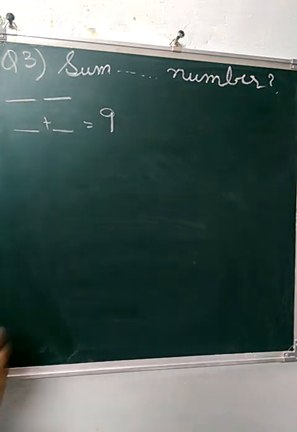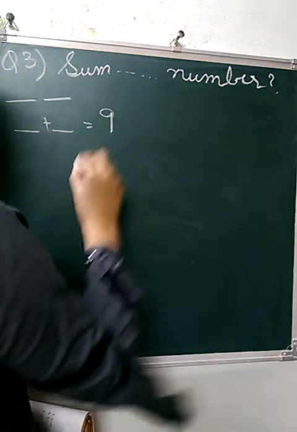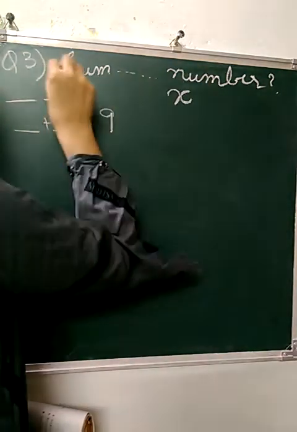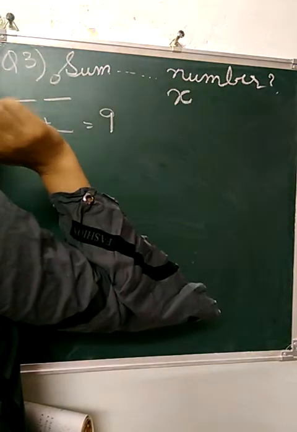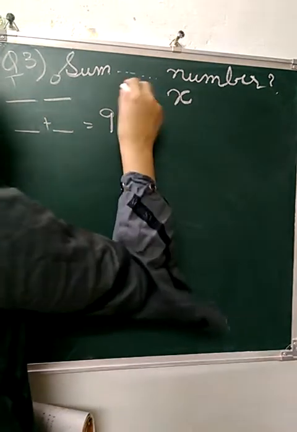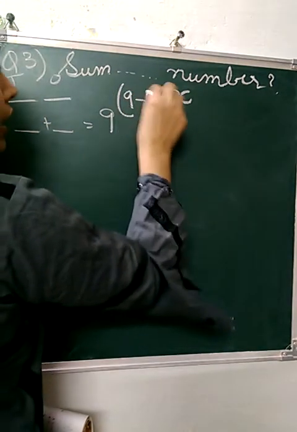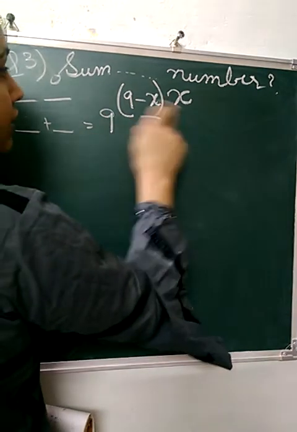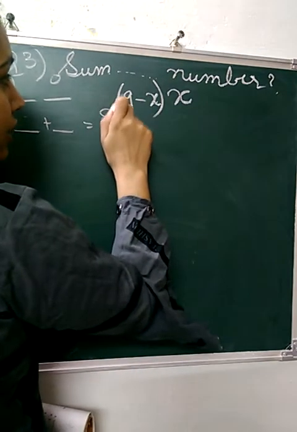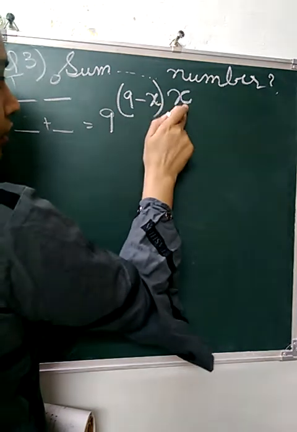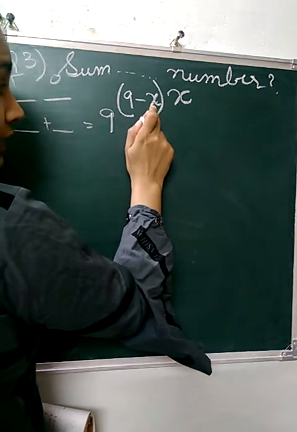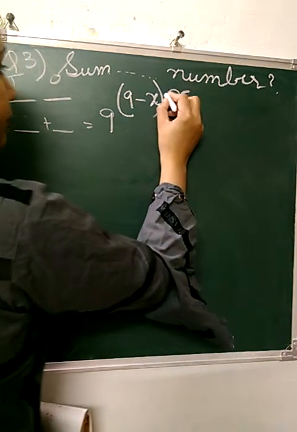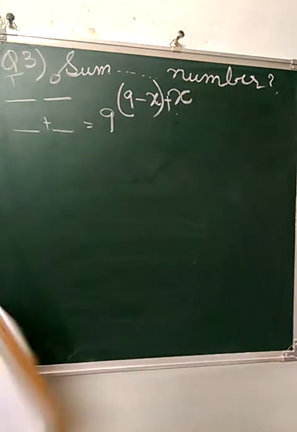So let's take one number to be x, in the ones place the number is x, then in the tens place it will be 9 minus x, because the sum is given. So if one is x, the other will be 9 minus x, if you subtract the number in the units place from 9, you'll get the number in the tens place. Something like this is the number.